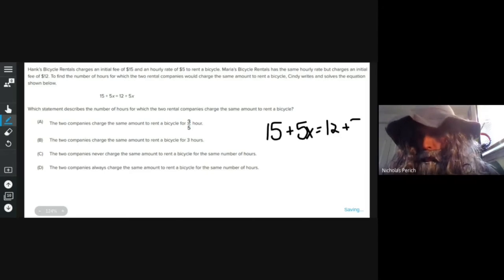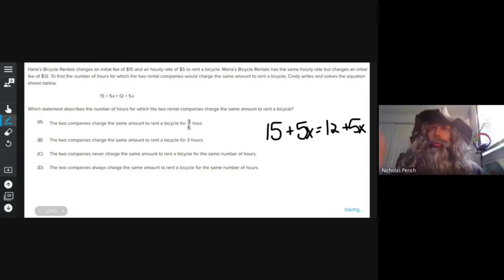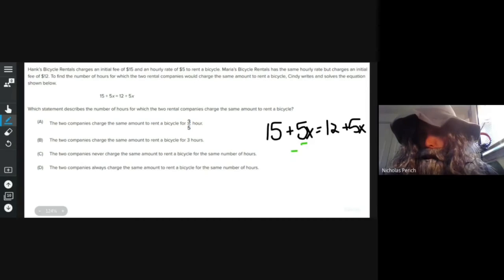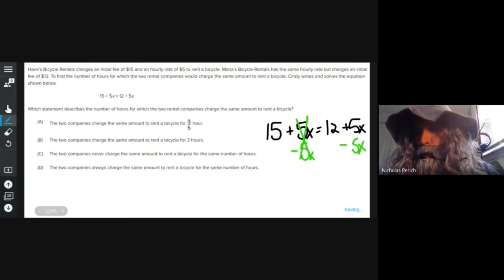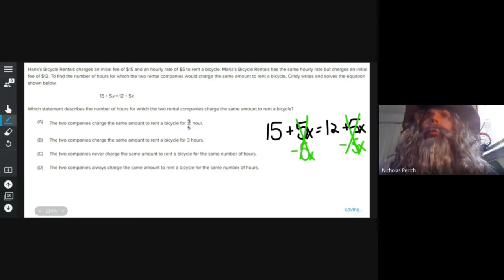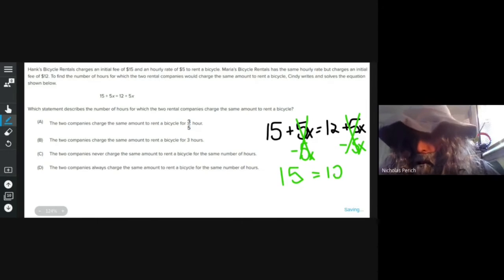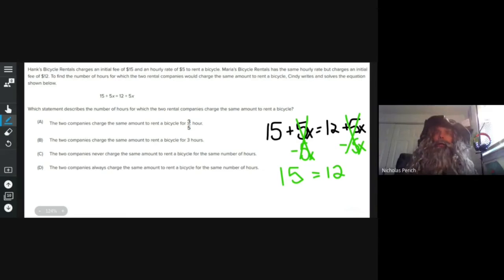Well, chances are I'm going to have to just solve this equation. So let's get that done and out of the way. I'm going to subtract 5x from both sides. Cross you out. What? Oh, oh. 15 equals 12. This cannot be. 15 doesn't equal 12. What? Why?